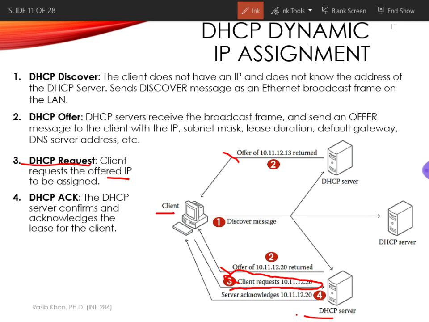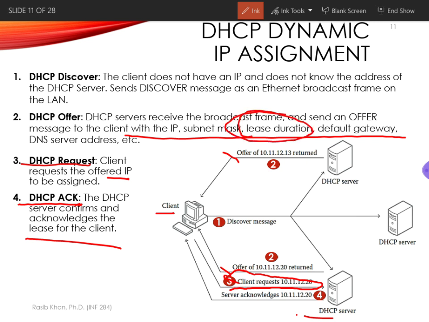So it doesn't really matter how many offers you get, it only depends on which specific offer you actually intend on accepting. So you send out a request from the client to that particular DHCP server, and finally the DHCP server responds with an acknowledgement message, or DHCP ACK, where the server confirms and acknowledges the IP address that is assigned to that client, including all the other information. The most important would be the duration of time for which the client can use the particular assigned IP.